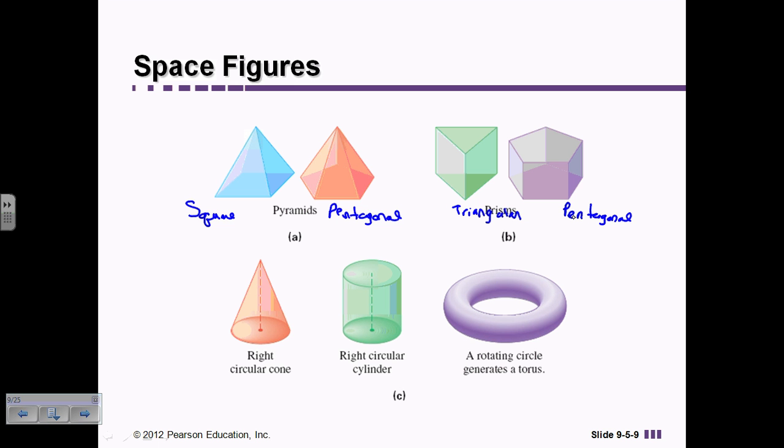And then we have the cones and the cylinders. A cone is basically a pyramid that has a circle for a base, and a cylinder is a prism that has circles as bases. The last shape you see there is a torus, which is just a donut, if you want to think of that.